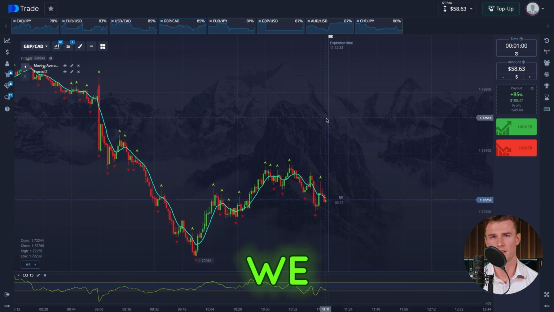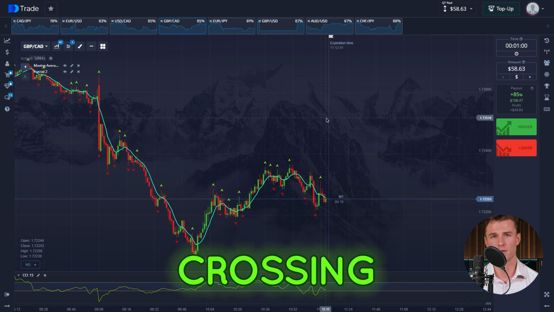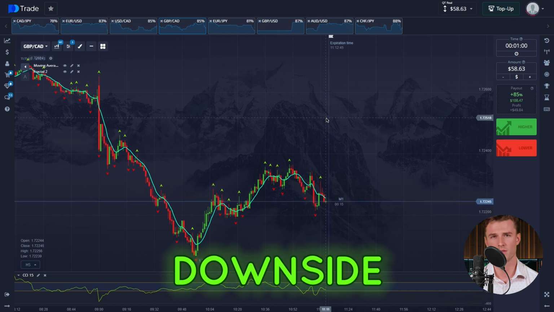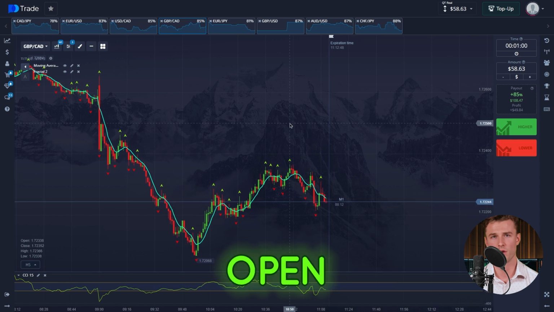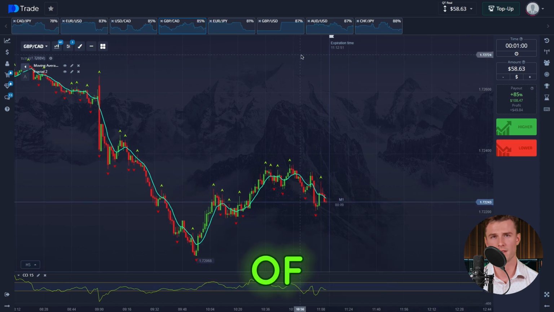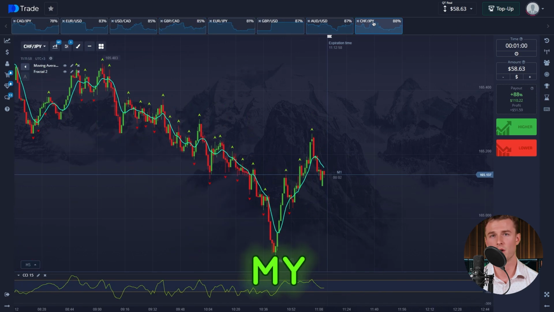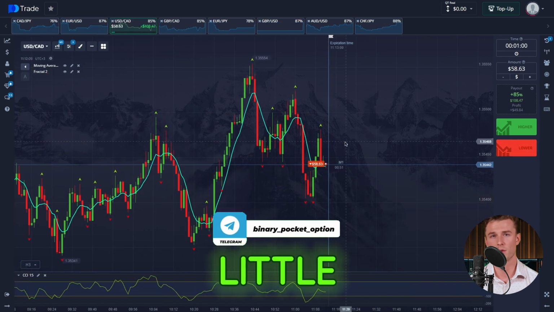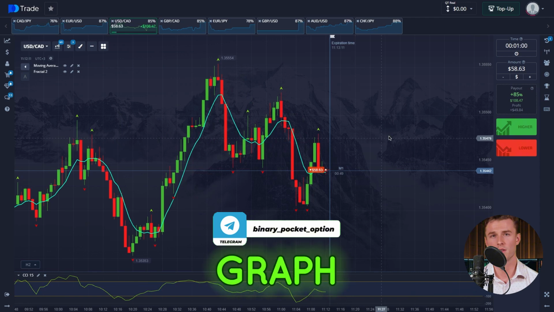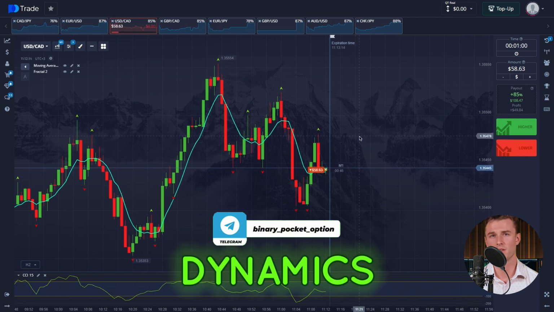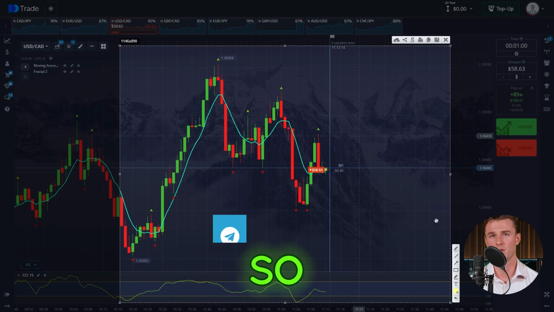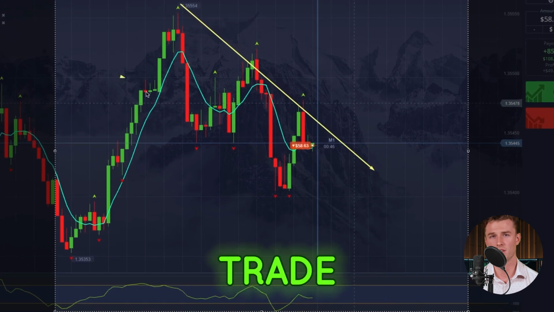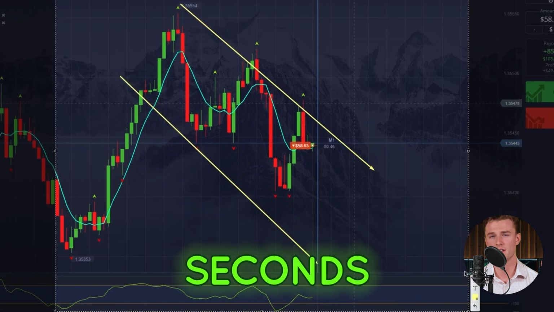In this area, we saw our moving average crossing from top to bottom. This is our downside signal to open a trade in the direction of the trend. We also see the downward dynamics of our oscillator. So in this case, it's better to open a trade down here. There's a little bit more than 10 seconds left.